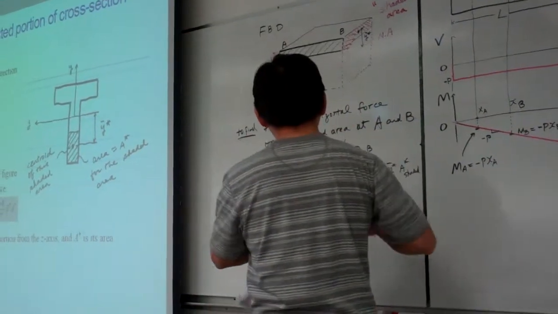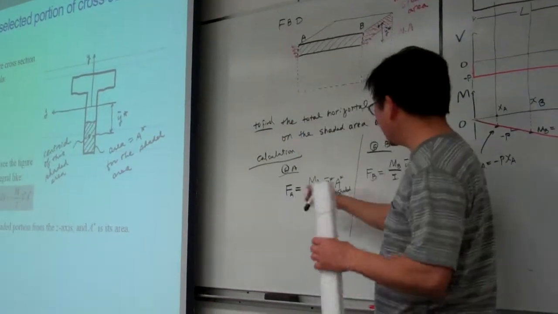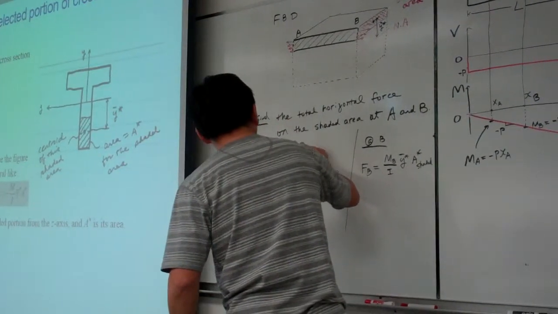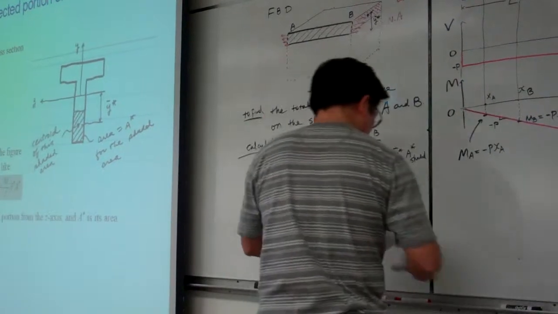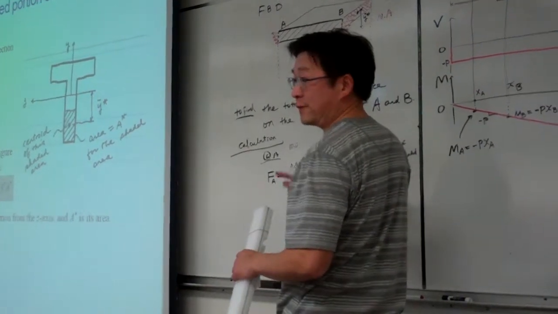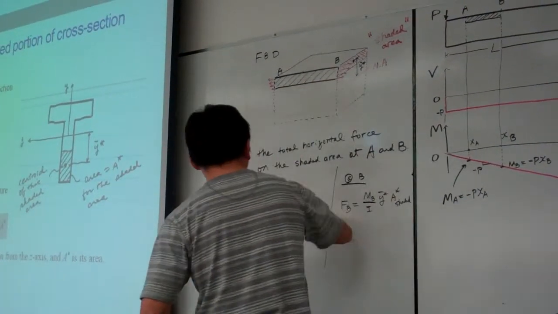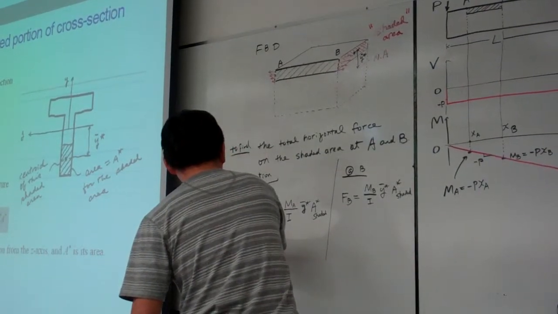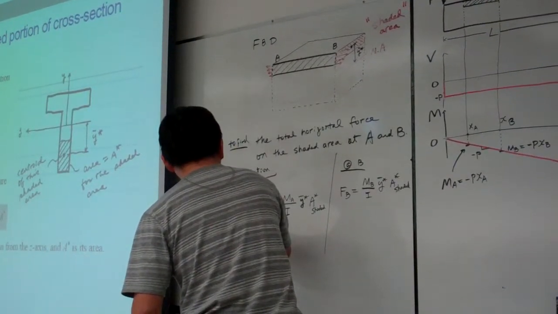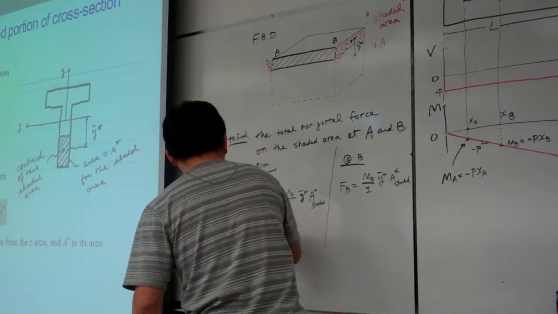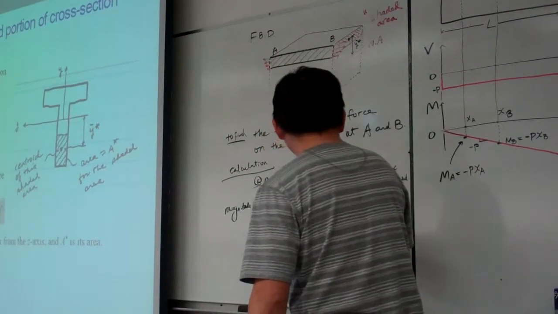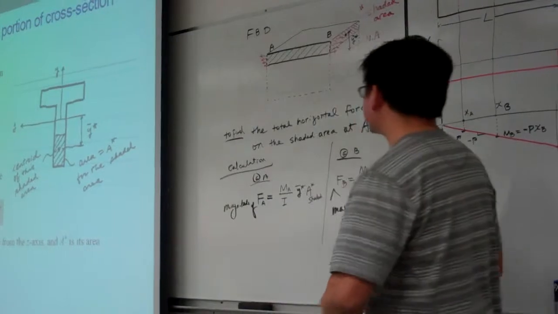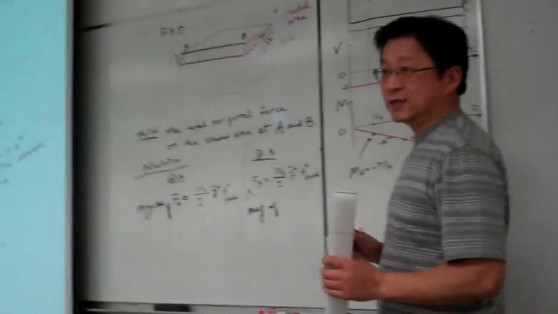Here, the total horizontal force. Okay, here is the magnitude. Let me fix the magnitude first and then go to the sign second. Okay, the magnitude of this one, the same thing, the magnitude. And now I'm going to fix the directions.